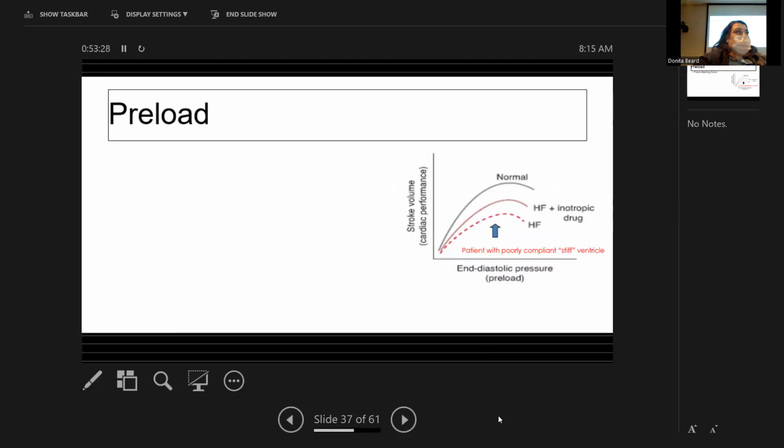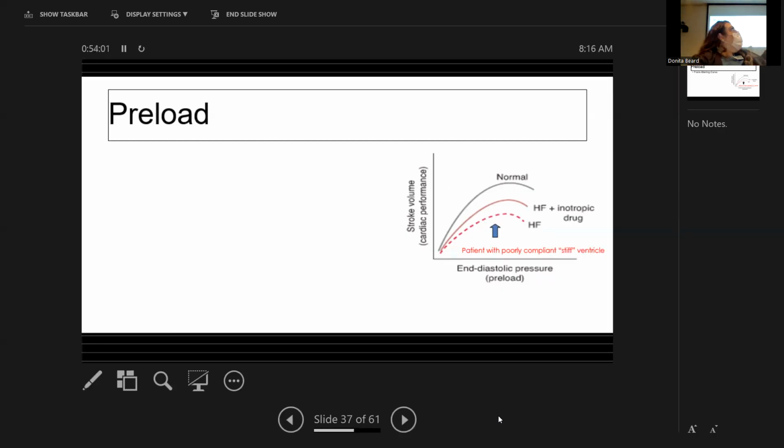So this is that Frank Starling curve. On the x-axis, you see preload. As you go to the right, that means you have more and more end-diastolic pressure, more and more preload. And on the y-axis is stroke volume, which is a measure of cardiac performance. When you're dehydrated or dry, meaning your preload is on the left side of the screen, then you will have issues with increased stroke volume.